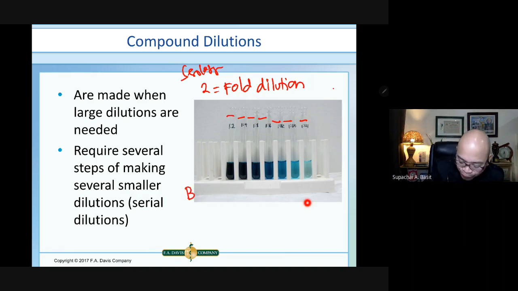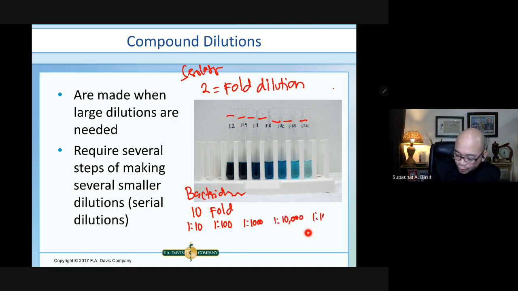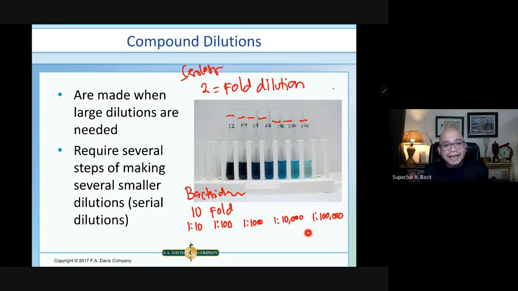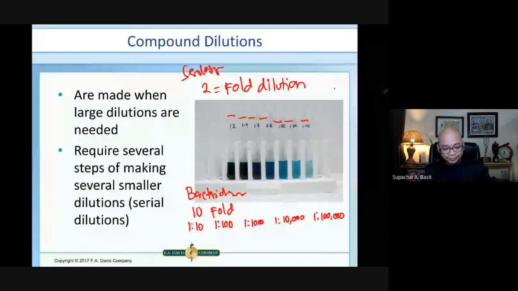But in bacteriology, since there are many bacteria, the most common type of dilution is the tenfold dilution. Meaning to say, your first tube is 1:10, 1:100, 1:1000, 1:10,000, 1:100,000. So this is what we meant by the tenfold dilution. So the most common types of dilutions that we are using are a two-fold dilution and a tenfold dilution.